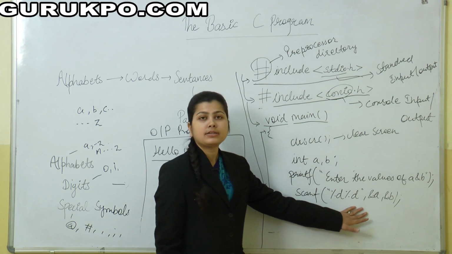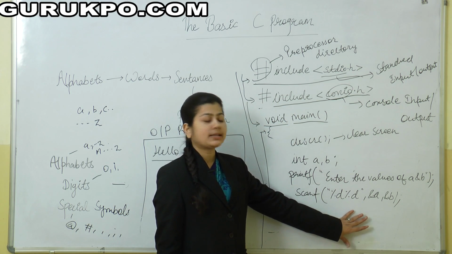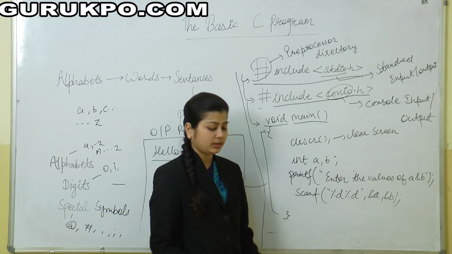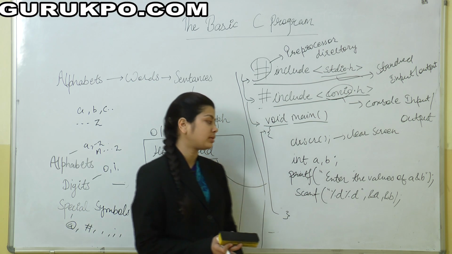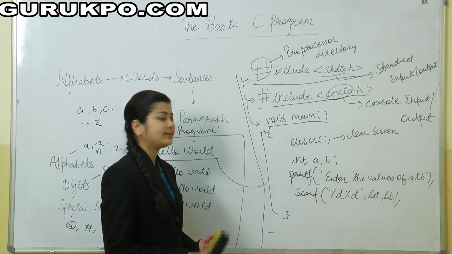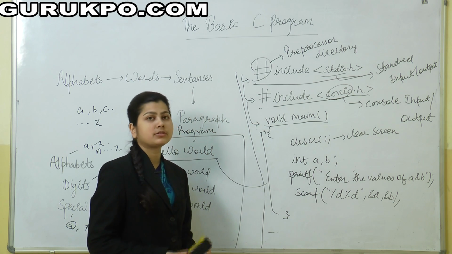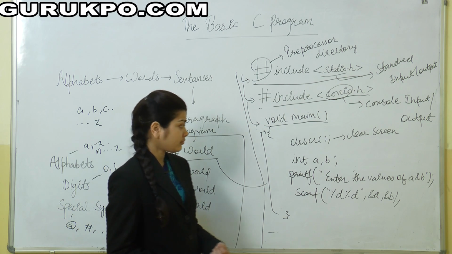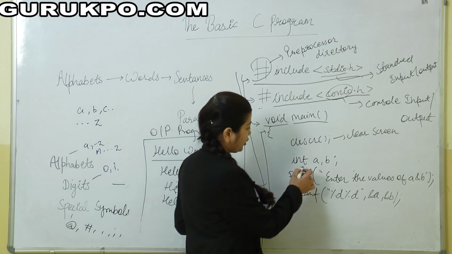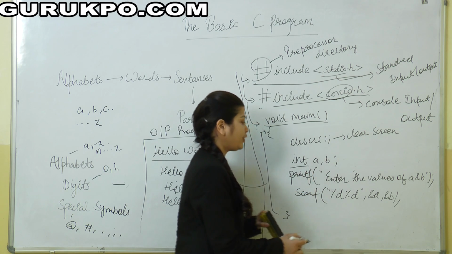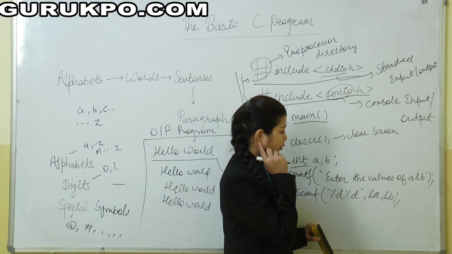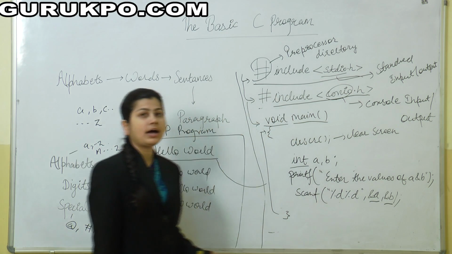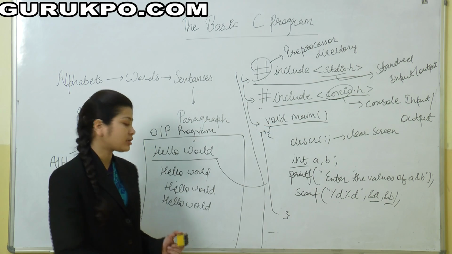The %d is the formatted string which defines that the variables we use in our program are integer type variables. The formatted string for integer is %d. Similarly, for other data types the formatted string is different, which we will discuss in another lecture. So for using integer variables, we use %d and %d in our program, and here ampersand a and ampersand b is the address of the variables we use in our program.